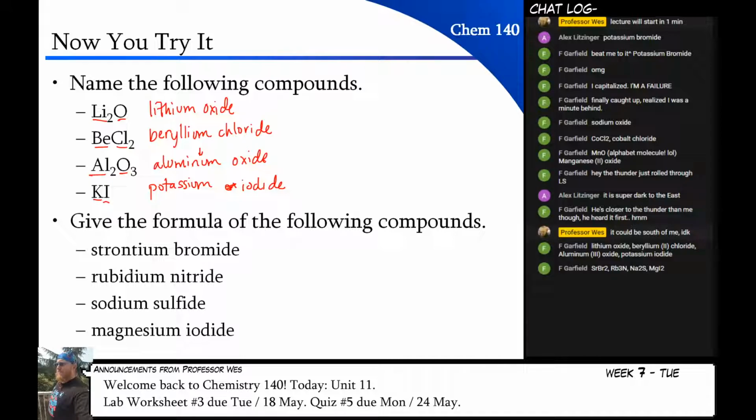Down here, we can give the formula of these compounds. Where's my cursor? There it is. So strontium, we got to find out what charge it has. Well, it's in column 2, so to make an octet, it would need 2+. For bromide, we would need to do that. I would need 2 of this guy to balance out the total charge on the strontium, so the formula must be SrBr2.